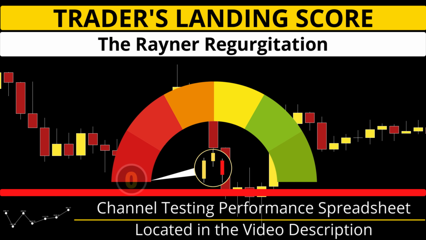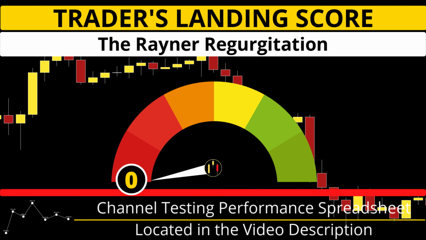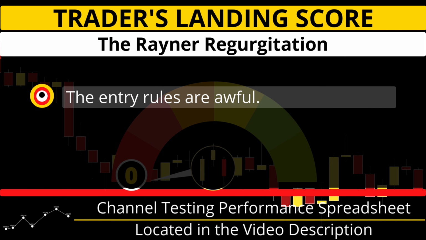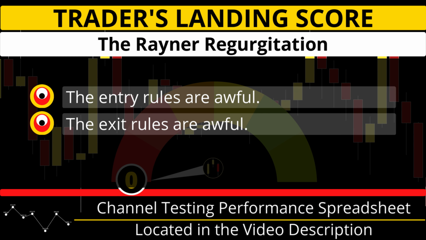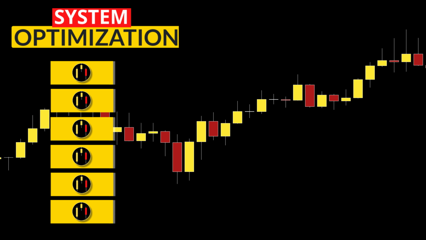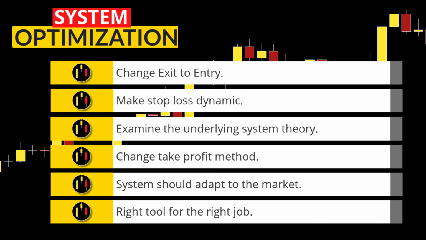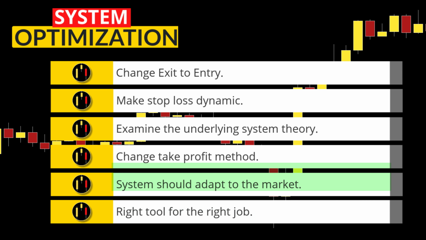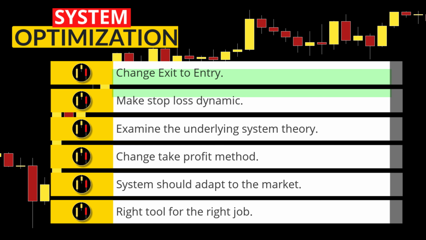I give this system a Trader's Landing score of 0 because the entry rules are putrid and the exit rules are ridiculous and the stop loss level is problematic. Remember, the enemy of great is good, or in this case, the enemy of awful is Trader's Landing. I have 6 ideas on how we can improve this system.